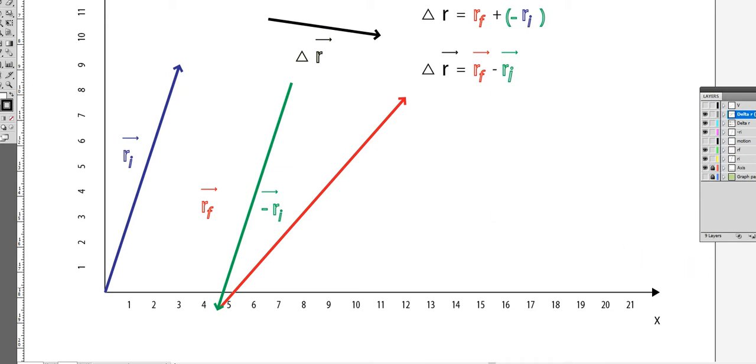Yusuf said, why RI minus? Because delta R by definition is R2 minus R1, R final minus R initial. That is by definition. Any question? Because we are going to repeat the same thing when we find delta V. So that's delta R.